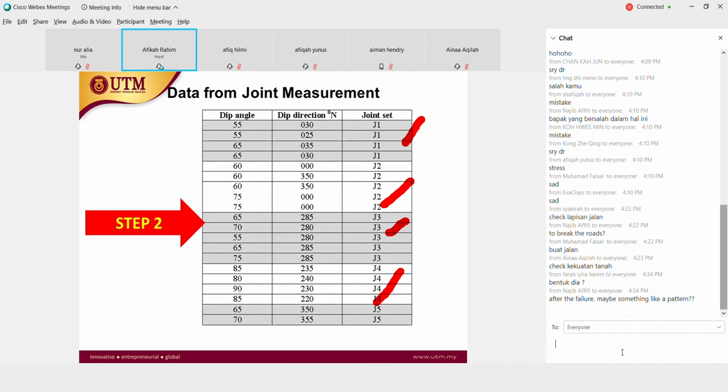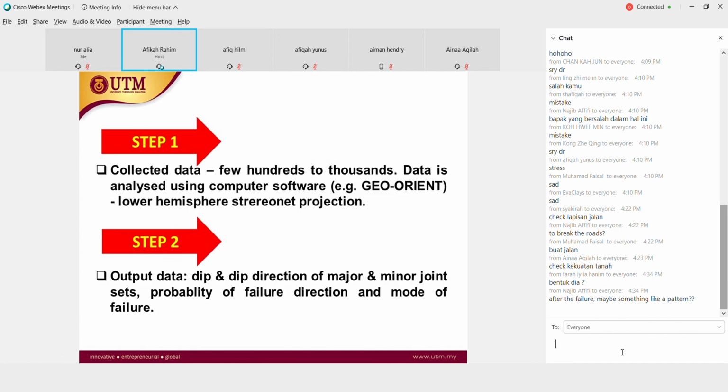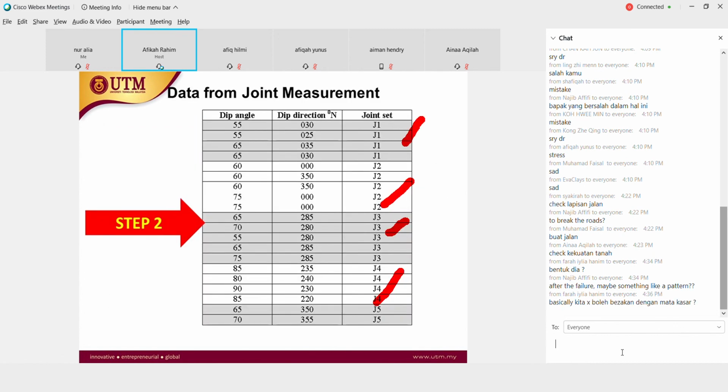So basically this is how to calculate it. And then after that, we collect the data, a few hundreds or thousands of data points.